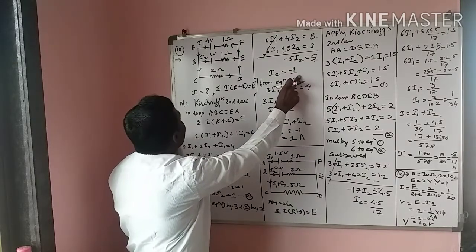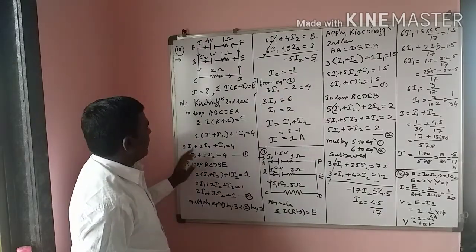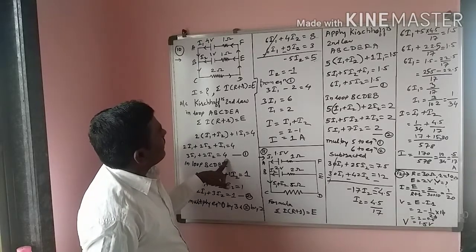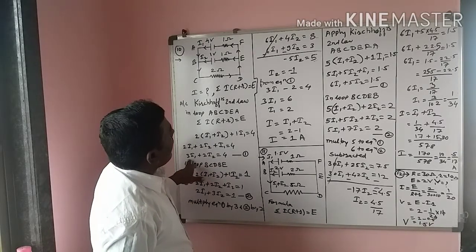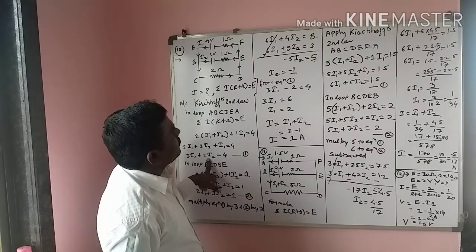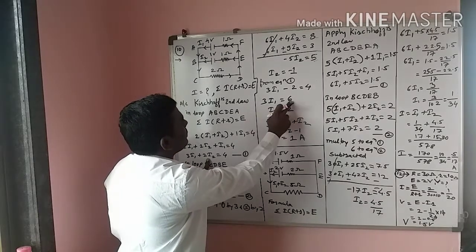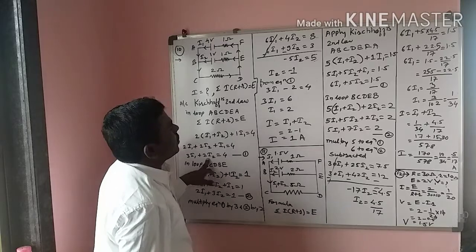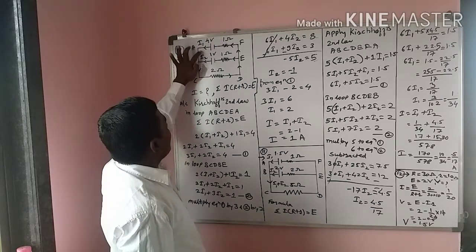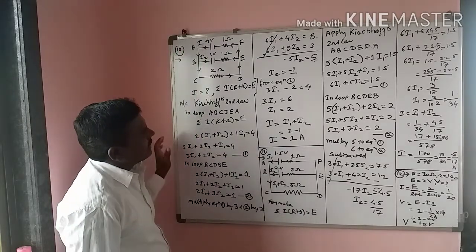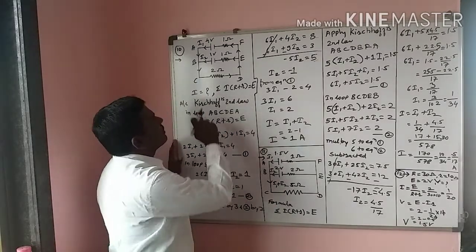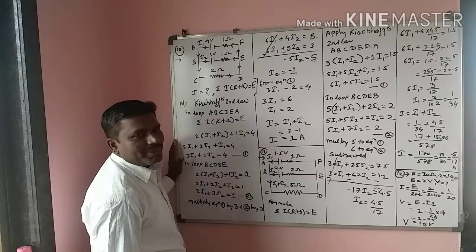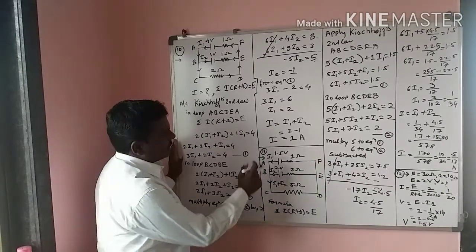When we substitute this value in equation 1, with I2 equal to minus 1, we get 3I1 minus 2 is equal to 4, and 3I1 is equal to 6, so I1 is equal to 2. Total current is the addition of I1 and I2, so we write here I is equal to 2 minus 1, and the total current flowing through the external resistance is 1 ampere. This is the answer.